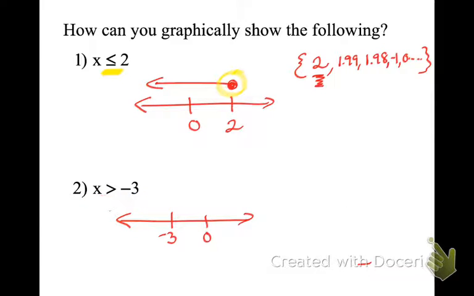Now how do I read this inequality right here for number 2? x is greater than negative 3. Good. x is greater than, and all the numbers greater than negative 3 go in this direction. Okay, questions?